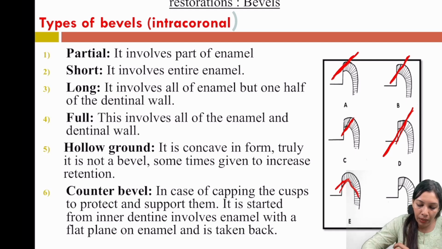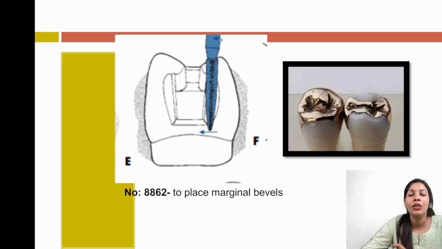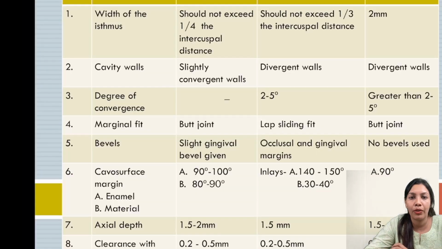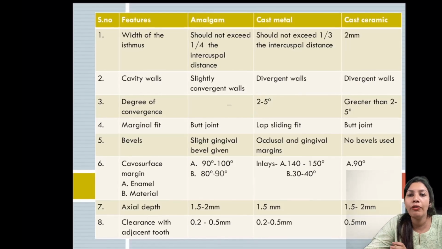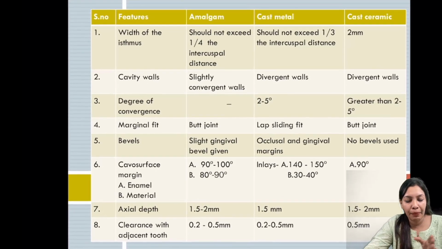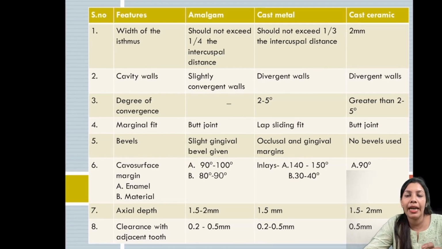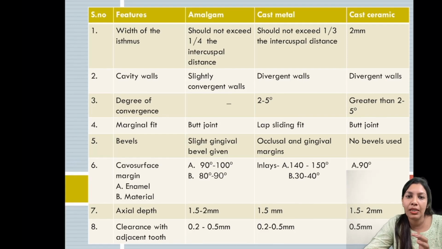Another is the counter bevel. In case of capping of the cusp, to protect and to support them, we will be giving a counter bevel. So, bevels are normally prepared, marginal bevel is prepared with the bur 28862, very important. So now for summarizing, I will be explaining the difference between amalgam, cast metal and cast ceramic. Instead of metal, we can use the ceramic also.